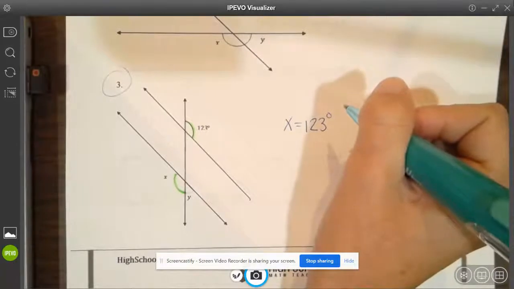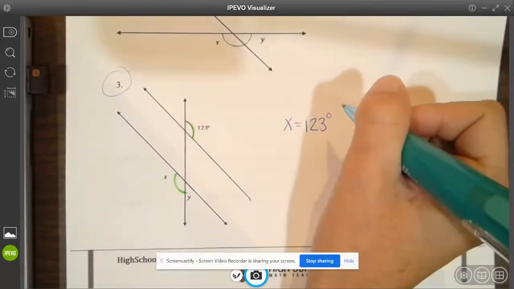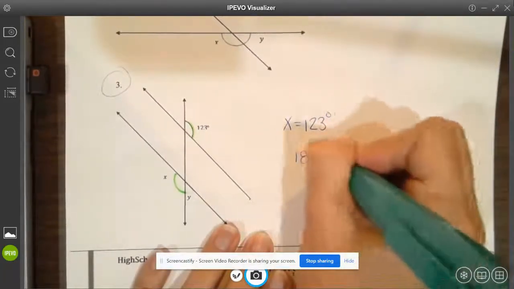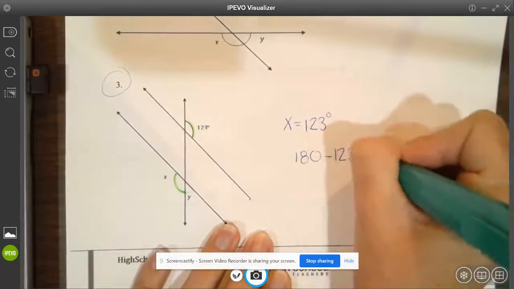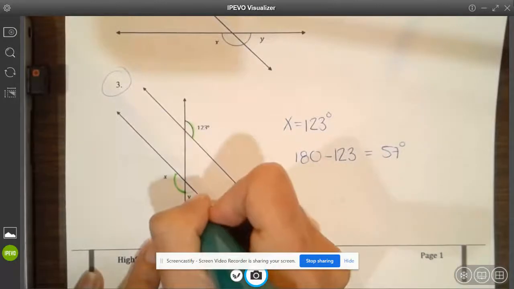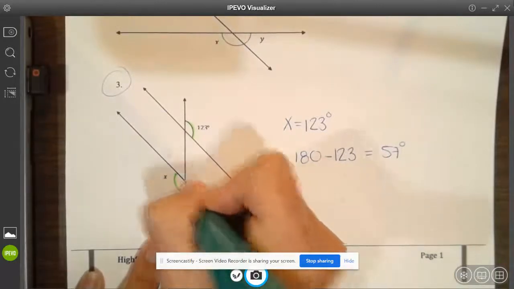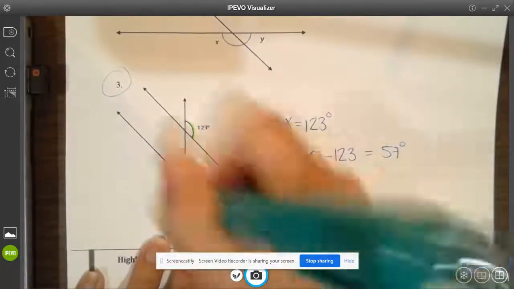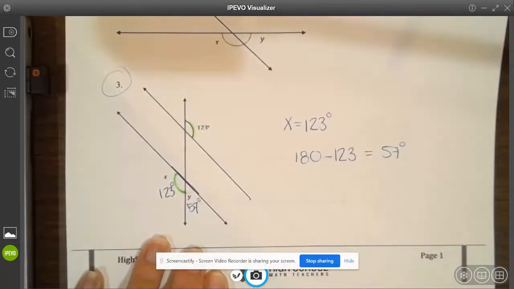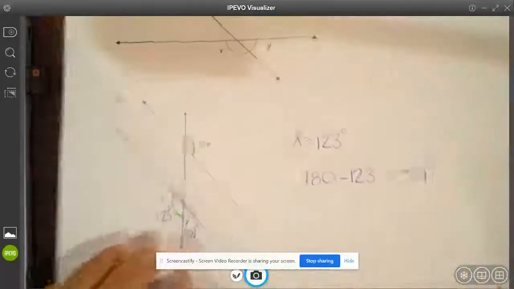And then they ask for y. So to get y, we just subtract 180 minus 123, which is 57. And that would be the value for y. This is 123. Because this forms a straight angle, a linear pair, which is supplementary angles, which add up to 180. Okay, let's move on.